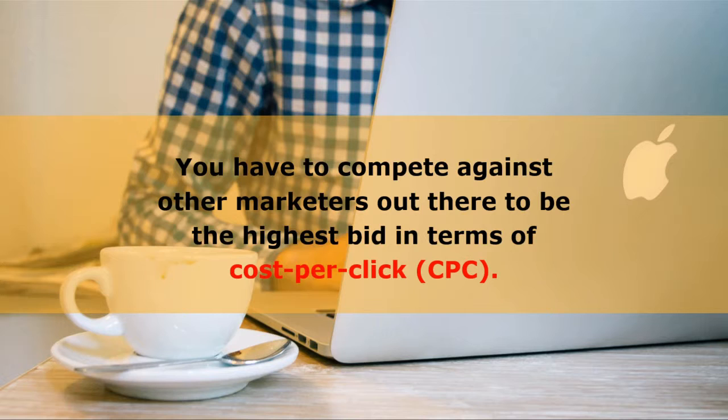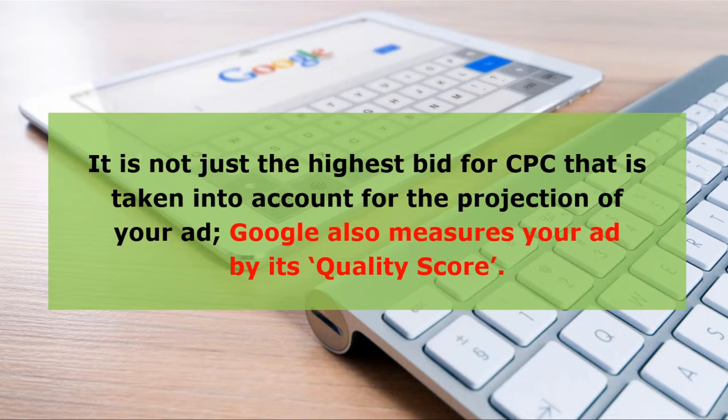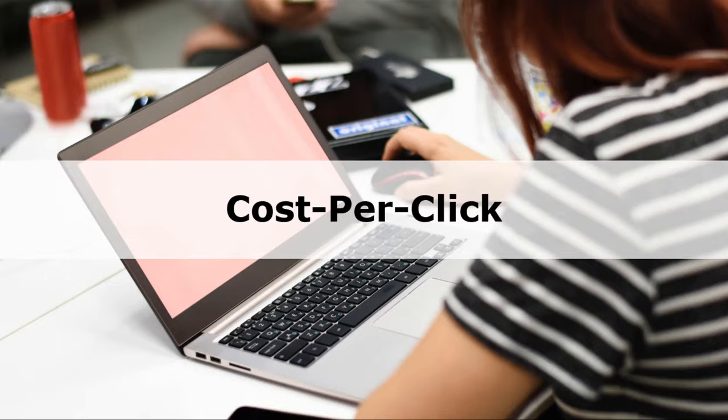Hence, you would have to compete against other marketers out there to be the highest bid in terms of cost per click, or CPC. However, it's not just the highest bid for CPC that's taken into account for the projection of your ad. Google also measures your ad by its quality score. Before we get into the specifics, one should understand the meaning of the term cost per click. It refers to the amount you're willing to pay for every click you get on your Google AdWords advert.